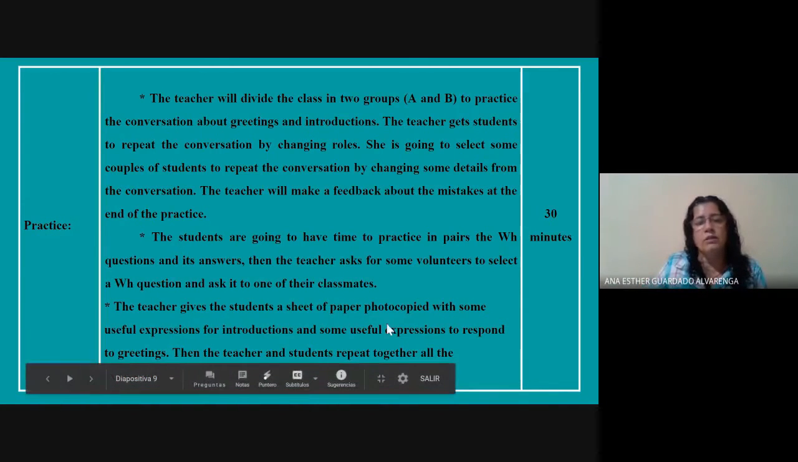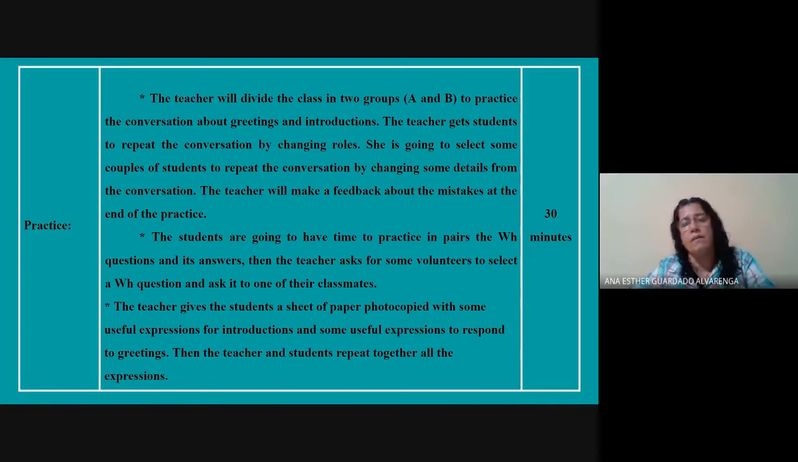The teacher is going to give the students some sheets of paper to copy, with some useful expressions about introductions and some others about how to respond to greetings. And the teacher and the students are going to repeat together.